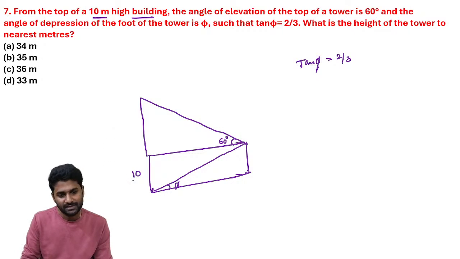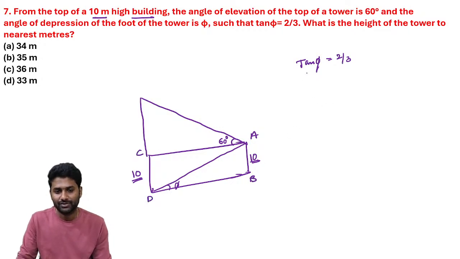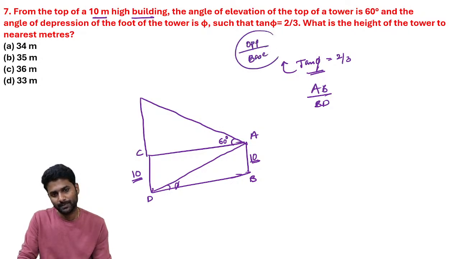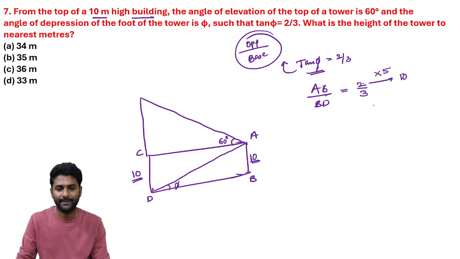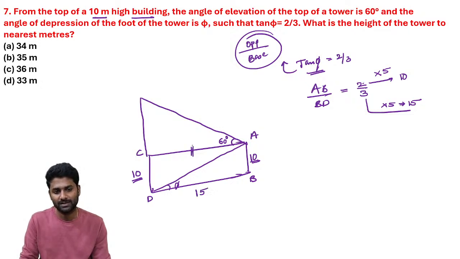Now see, if it is 10 meters, this other side is also 10 meters. Let's label A, B, C, D. As you know, tan theta is all about AB by BD. So tan theta is all about opposite by base. So AB by BD ratio is equal to 2 by 3. And you know that AB value is equal to 10 units. If 2 becomes 10 units, each value is multiplied by 5. In the same way, 3 into 5 is exactly equal to 15. Now see, here the base value is 15.